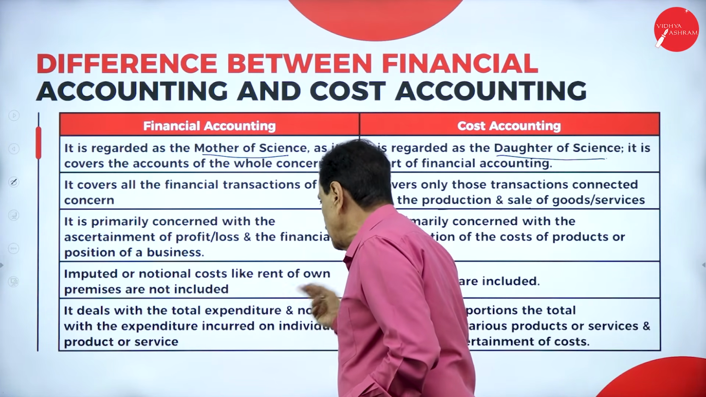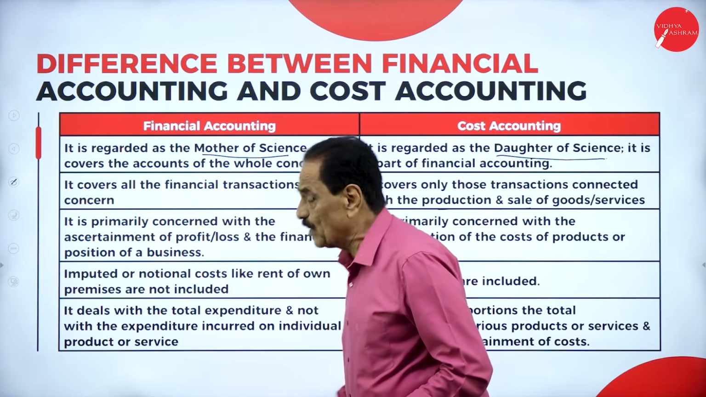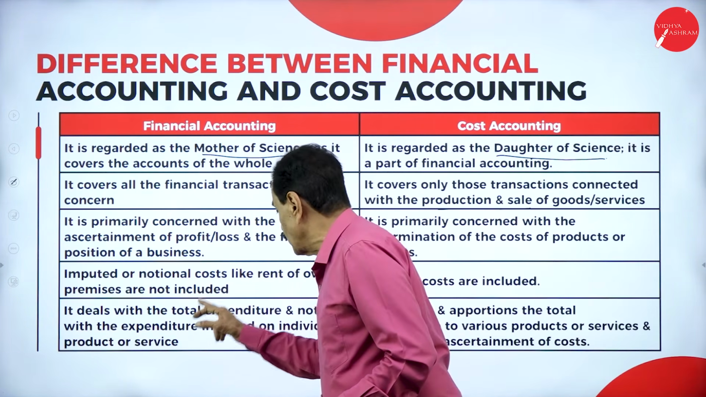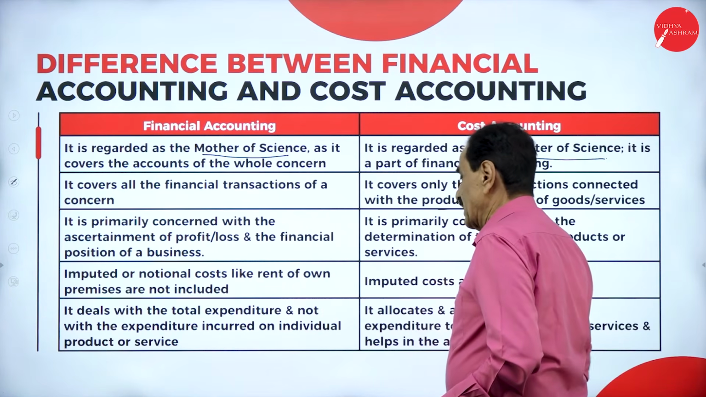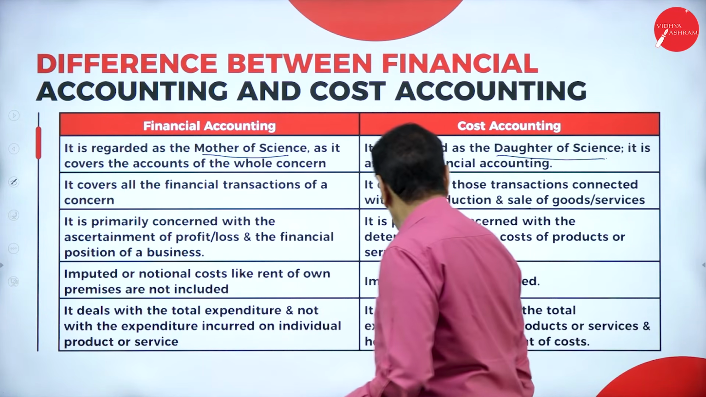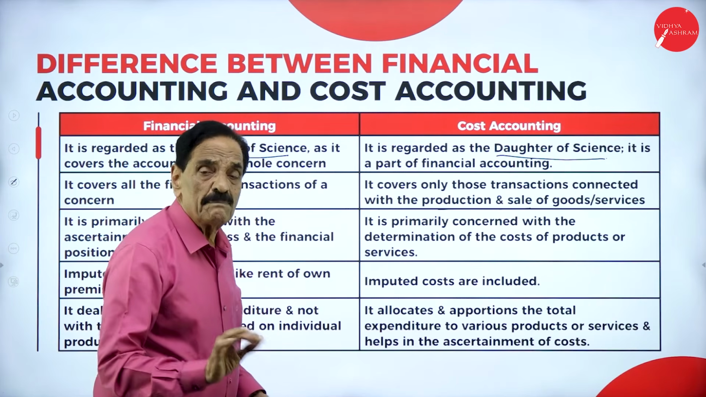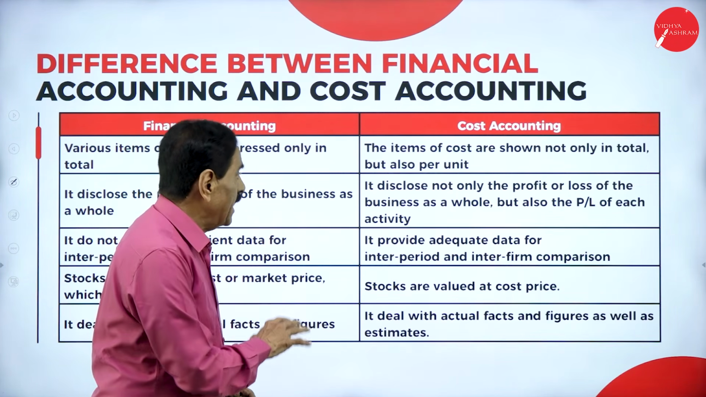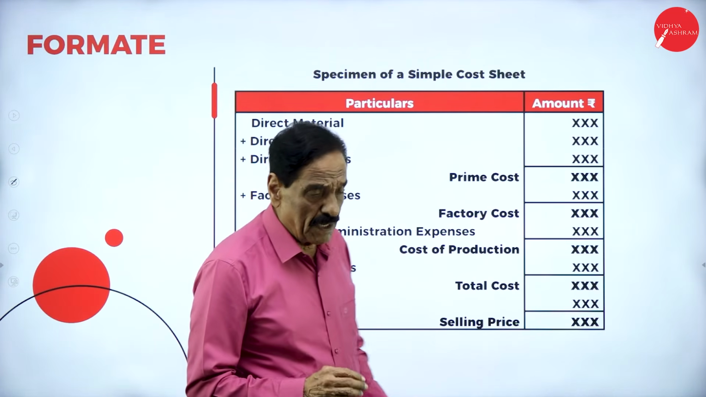So rent of own premises is not included here. Imputed costs are included here. Financial accounting deals with the total expenditure of the entire unit. Here, cost accounting allocates the expenditure into each department and each unit concerned. So this will definitely come from the examination point of view.